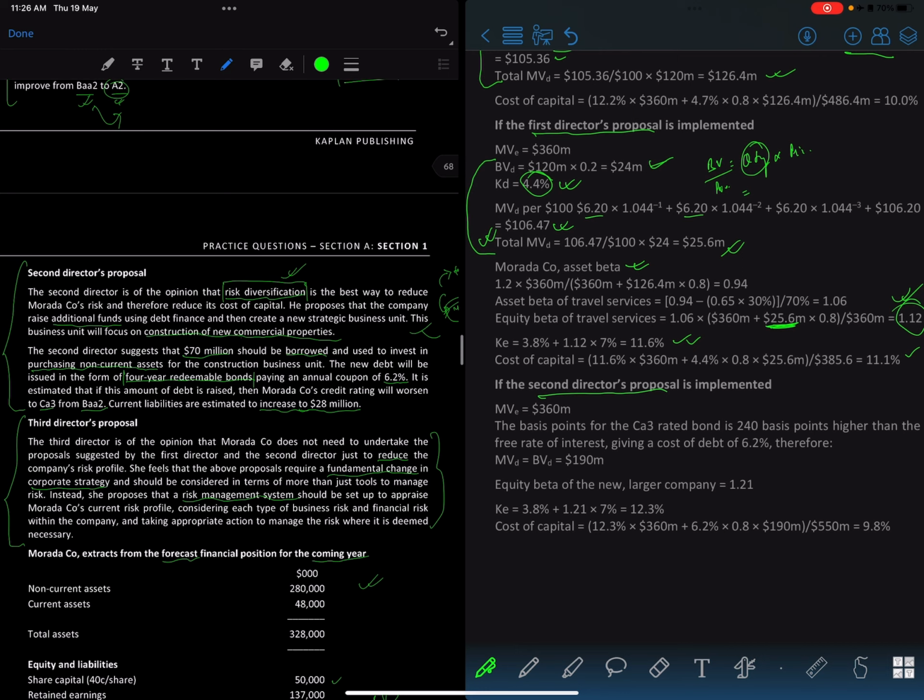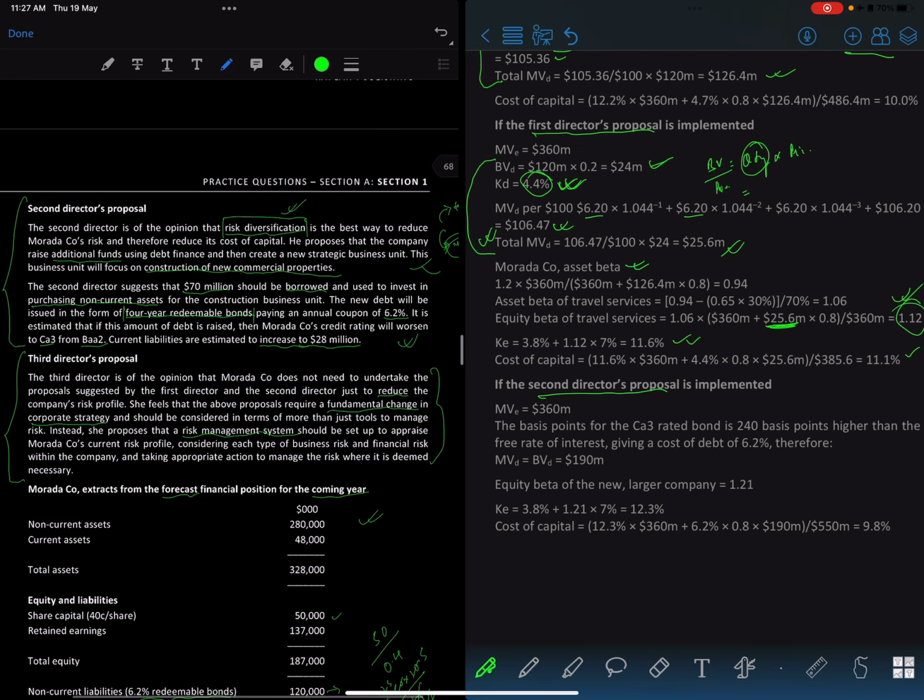It is estimated that if this value of debt is raised, then Morada company's credit rating will worsen from BAA to CA3. So in this case, we will be discounting at a higher rate. Right, if it is 4.4 over here, we will be discounting at a higher rate in the second proposal, right? That's one thing we know. Okay, we need to find the cost of equity and cost of capital, right?